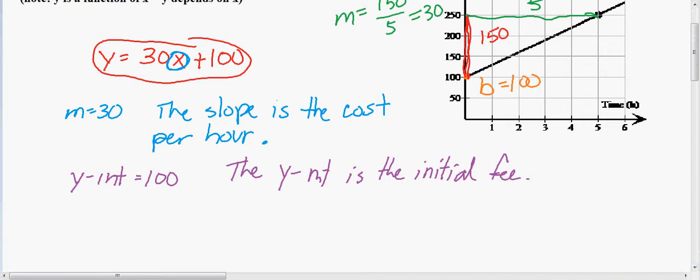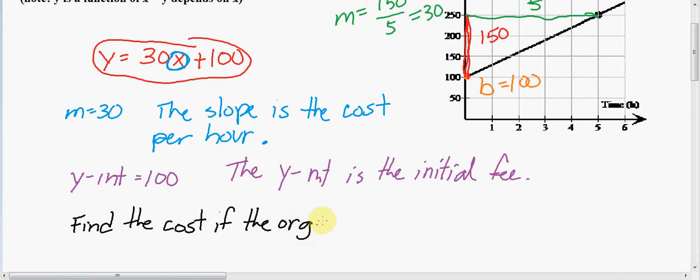Last thing I want to do is answer a question using the equation that we just wrote. So here's the question. I don't have it written down yet. The question is, find the cost if the closet organizer works for 12 hours.